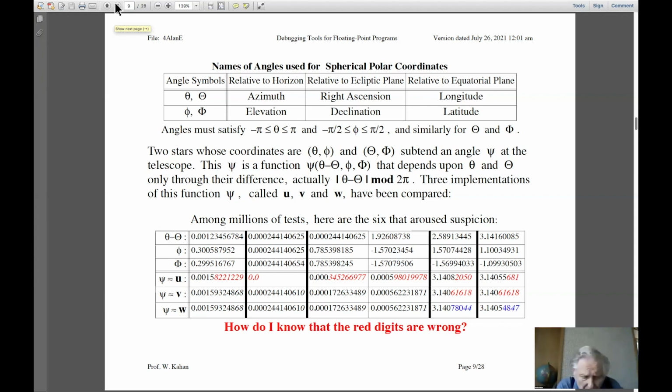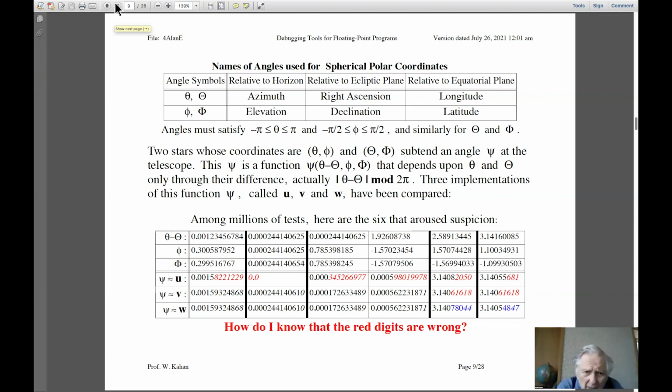Can I just ask a question? Are the 6 columns there, are those just 6 different stars? There's 6 different pairs of stars. Okay.